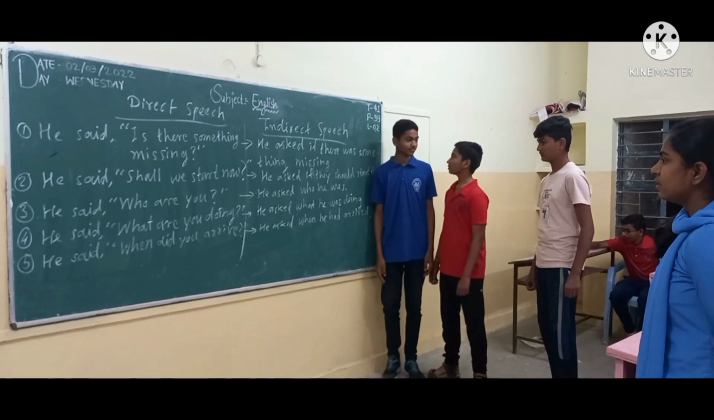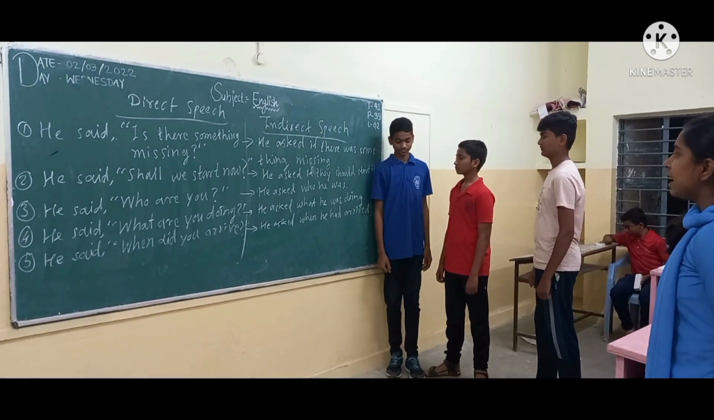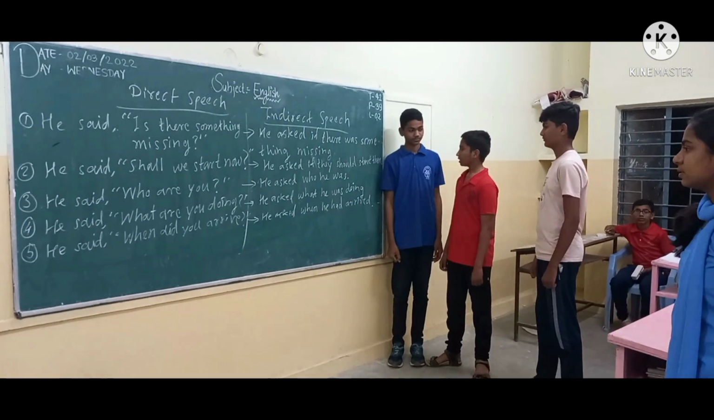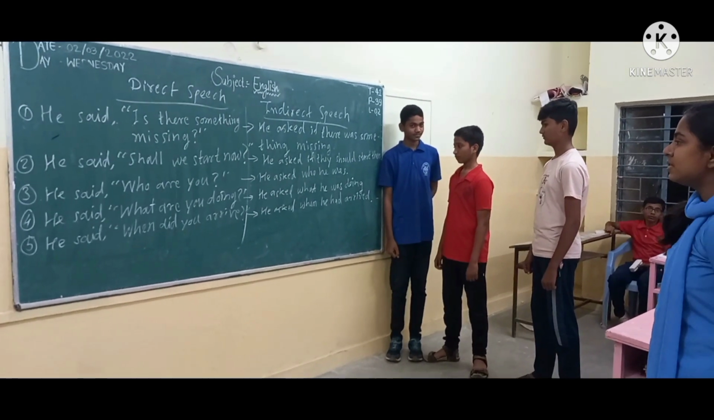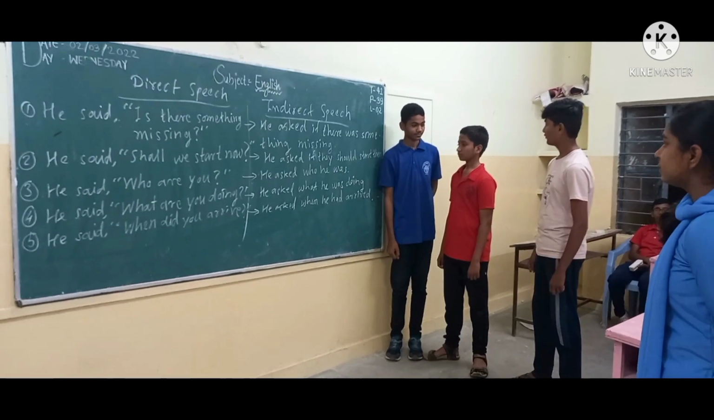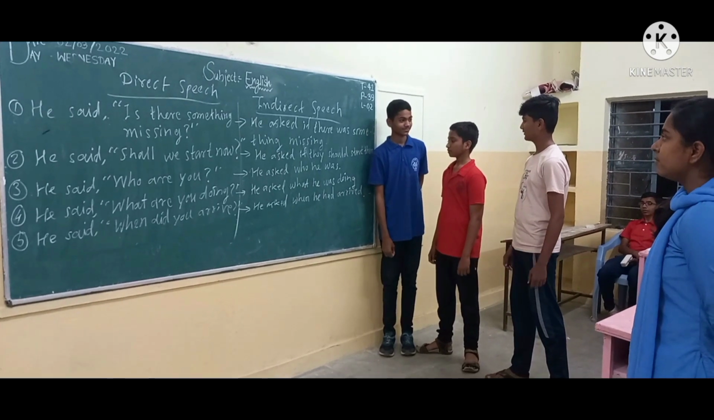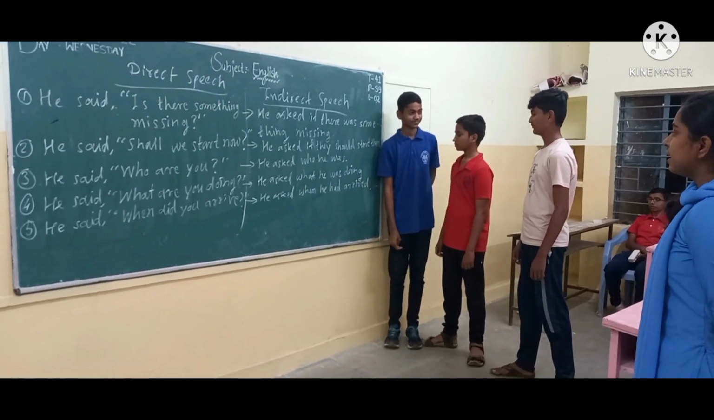Who are you? Direct speech. He said, who are you? Indirect speech. He asked who he was. What are you doing? Direct speech. He said, what are you doing? Indirect speech. He asked what he was doing. When did you arrive? Direct speech. He said, when did you arrive? Indirect speech. He asked when he had arrived.